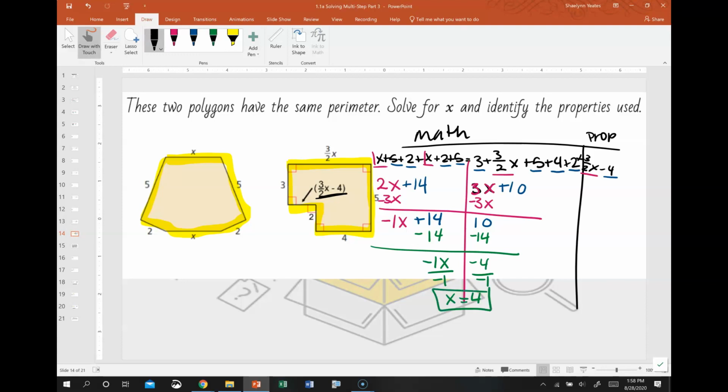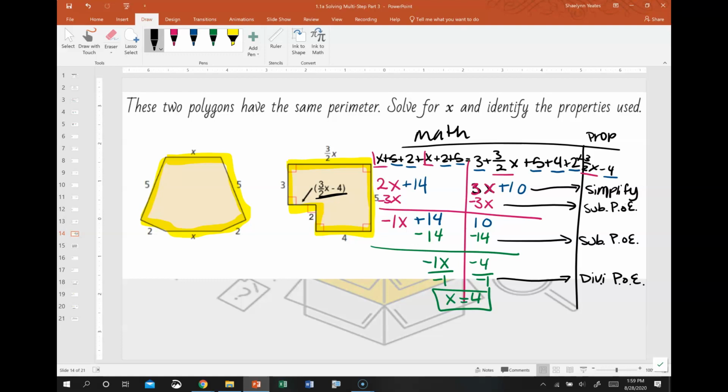Okay, so now I need to write down the properties. So this first property, we just simplified. Second property, we used the subtraction property of equality. And then on this next one, we used again the subtraction property of equality. And then here we used the division because we divided. This is subtracting. This is subtracting. Here we simplified. Okay, division property of equality.